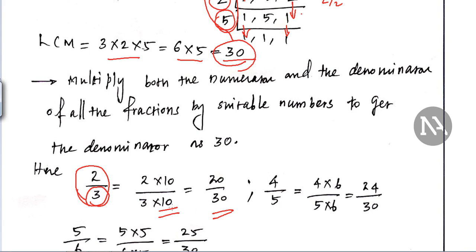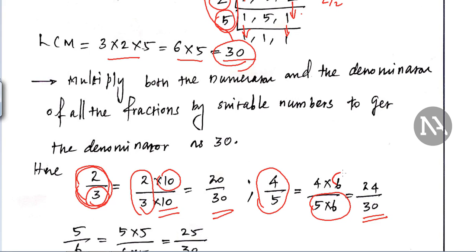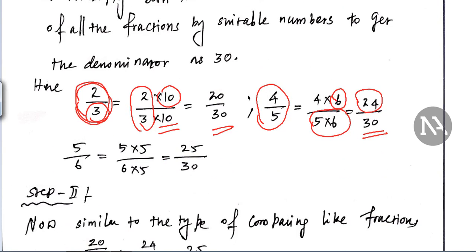If you multiply the denominator by any number, the same number has to be multiplied with the numerator. Then only the actual value will not vary, because 10 by 10 will cancel each other, and 2 by 3 remains as it is. So it is 20 divided by 30. The next fraction is 4 by 5. I have to multiply 5 by 6 to get the denominator 30, so the numerator also has to be multiplied by 6, giving 24. The last fraction is 5 by 6. I multiply 6 by 5 to get 30, and the same 5 multiplies the numerator, giving 25.